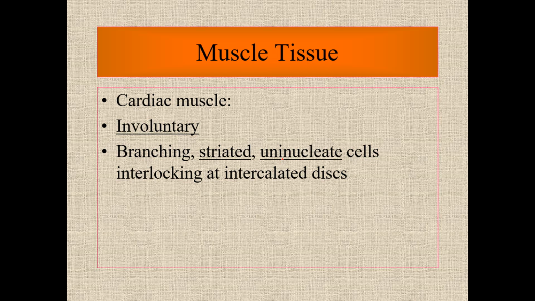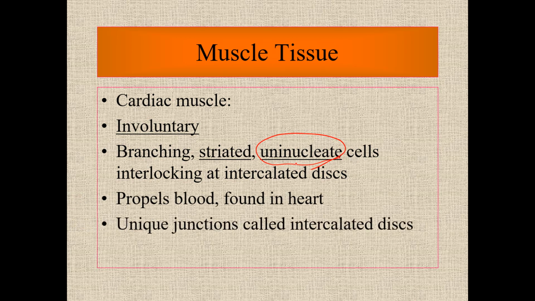However, FYI, they have recently discovered certain cardiac myocytes that have 2 nuclei. However, we're just going to keep this as an absolute. Okay. They're still just trying to figure out how common it is, why, those sorts of things. Okay. So it propels blood, is found in the heart, and it has unique junctions called intercalated discs.